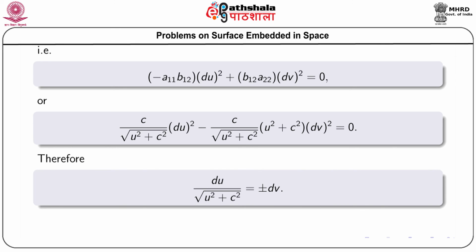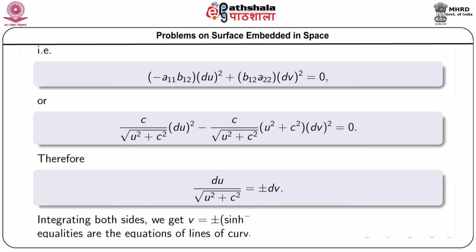So, from this equation we get du by root over u square plus c square equals plus minus dv. Now, integrating both sides, we get v equals plus minus sine hyperbolic inverse u by c plus d, where d is the integrating constant. So, these two equations are the equations of lines of curvature for the surface of right helicoid.